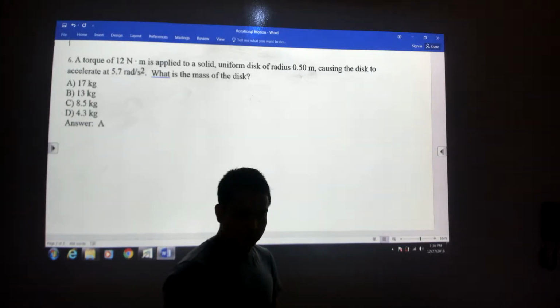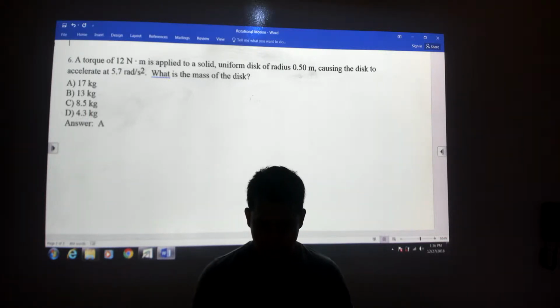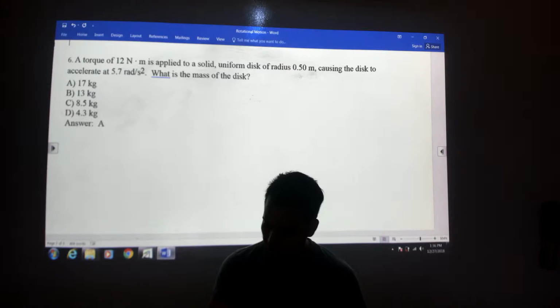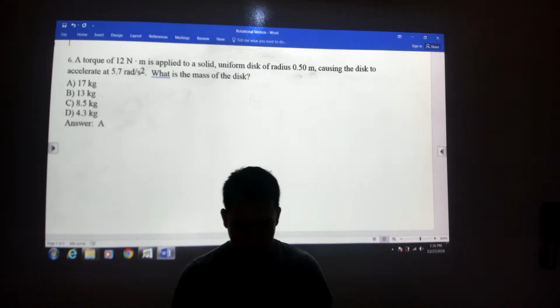In this problem, you apply a torque onto a solid disk. The mass of the disk, you need to find it out with the information of the torque and the radius, and also tells you about the angular acceleration. With all this information, you should be able to find out the mass of the disk.